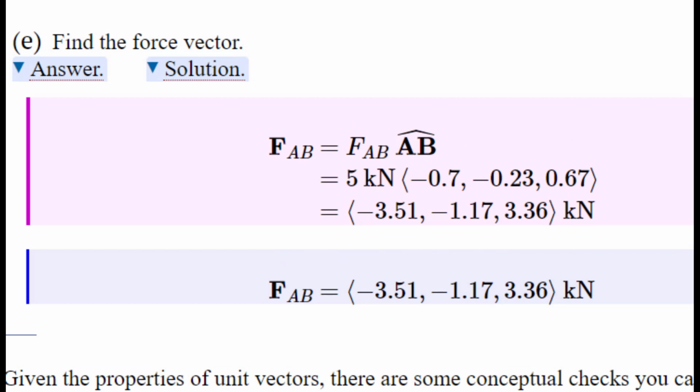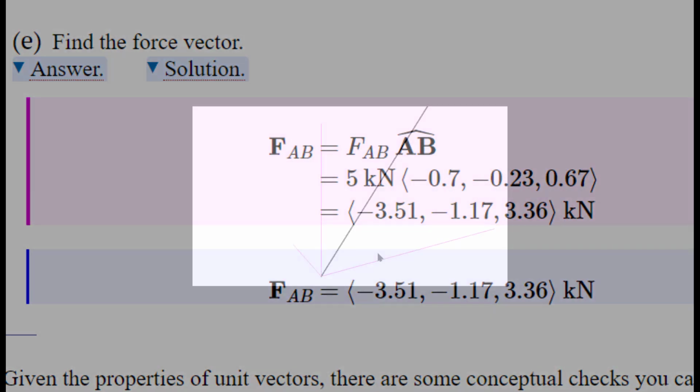To find the force vector, all we need to do is take the unit vector we found earlier and multiply it by the force we have, which was 5 kilonewtons. Again, remember the 5 kilonewtons acts from A to B. We multiply this and we get our components: minus 3.51, minus 1.17, and a positive 3.36 kilonewtons.